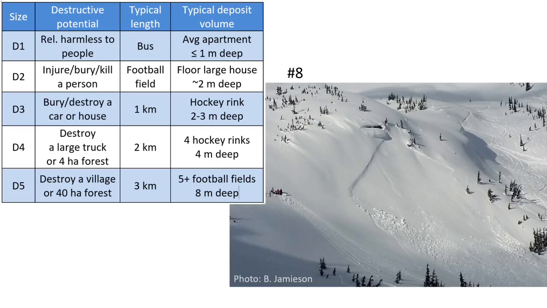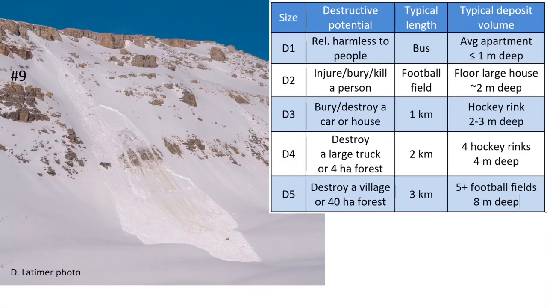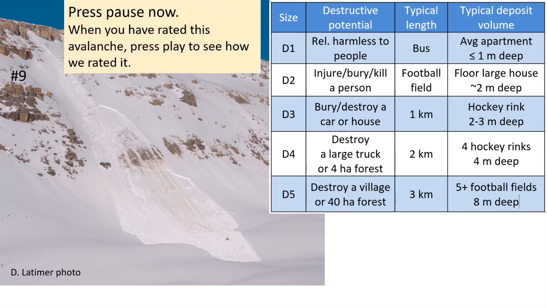This avalanche at Rogers Pass in the Selkirk Range has been snowed on, making the deposit harder to assess. Press pause now. This avalanche in the Canadian Rockies started as a point release, which triggered a slab avalanche. The only scale in the photo are the exposed rocks, which are not as good as trees or people. Press pause now.